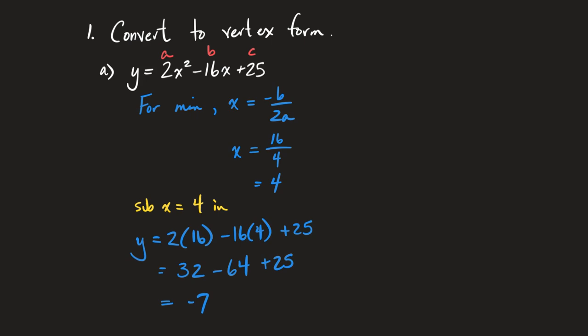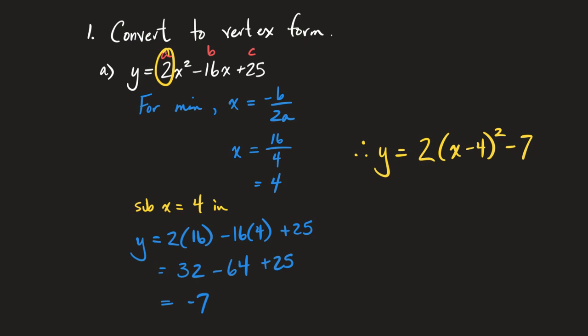The only thing I need to do is actually write it in vertex form. And so I have my vertex at (4, -7). All I need to do is make sure that my parabola has the correct shape. Plug in my a value of 2. And there we go. Hopefully, you notice we match up with what we did before. Okay, that is a process that I want you to get really, really good at. And I mean really good at.